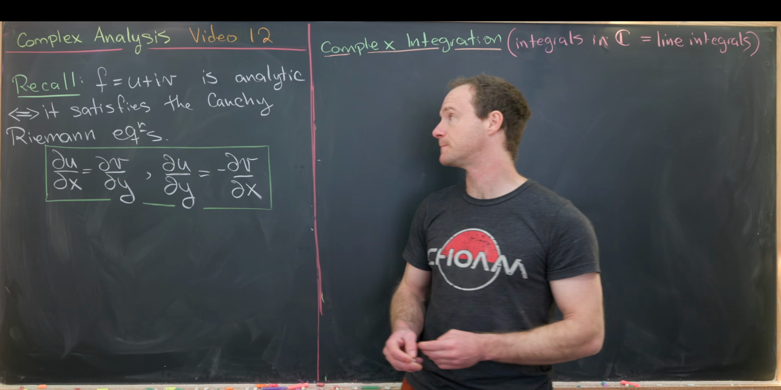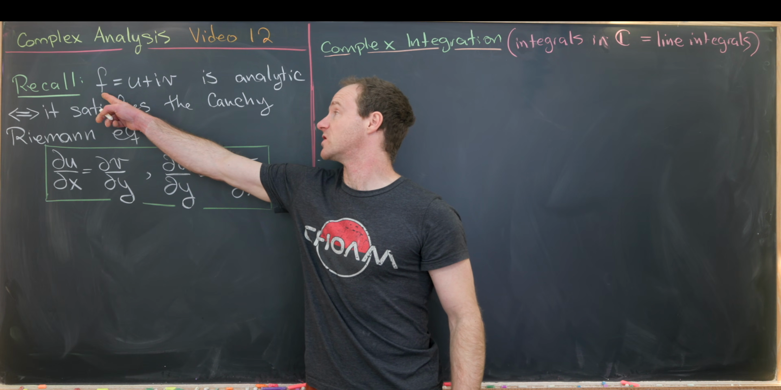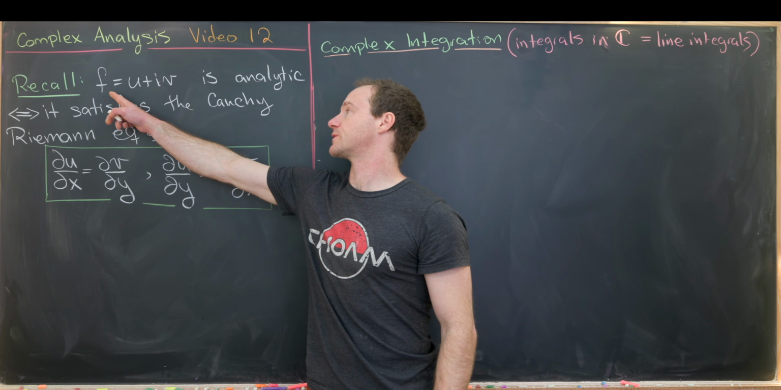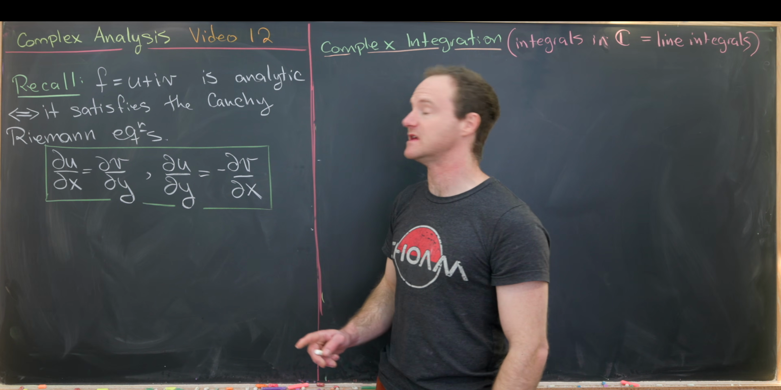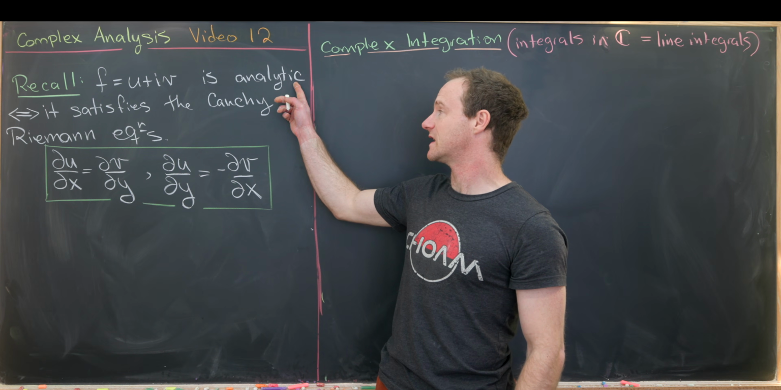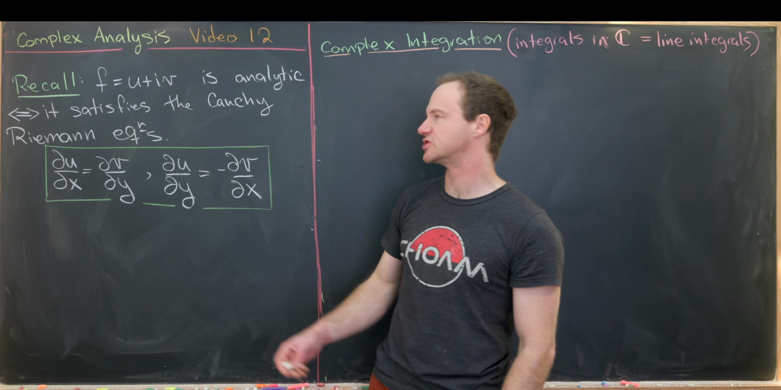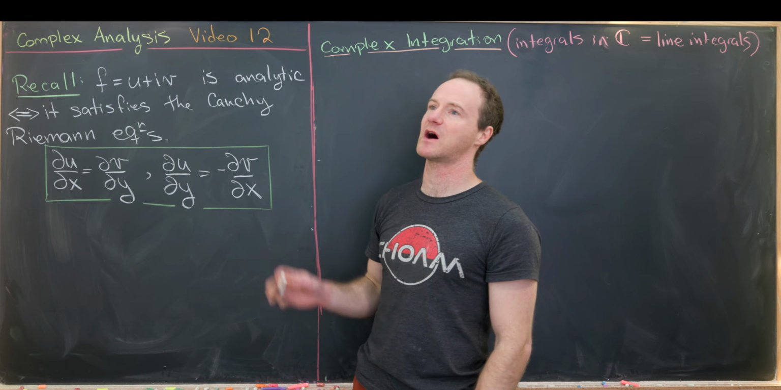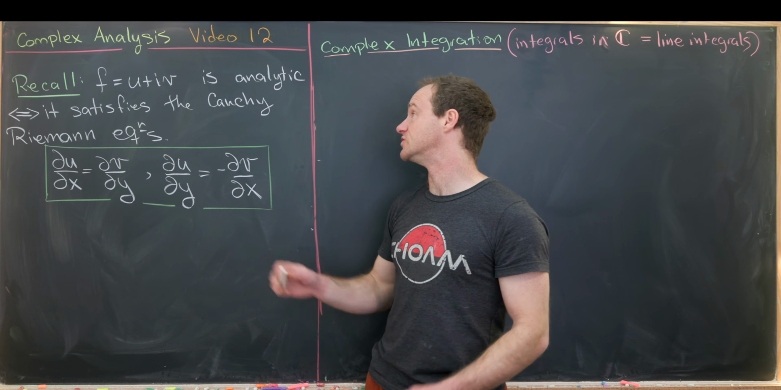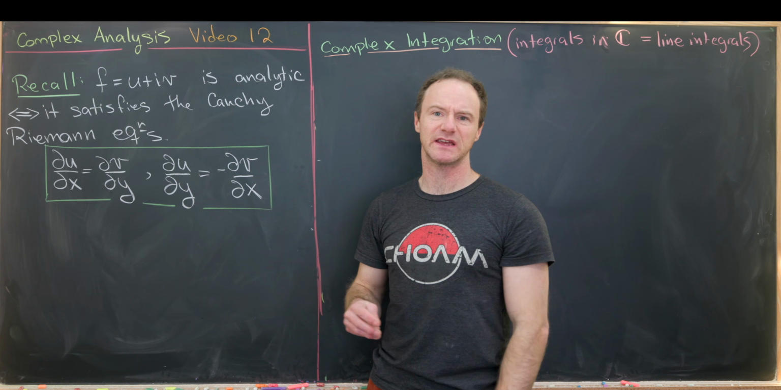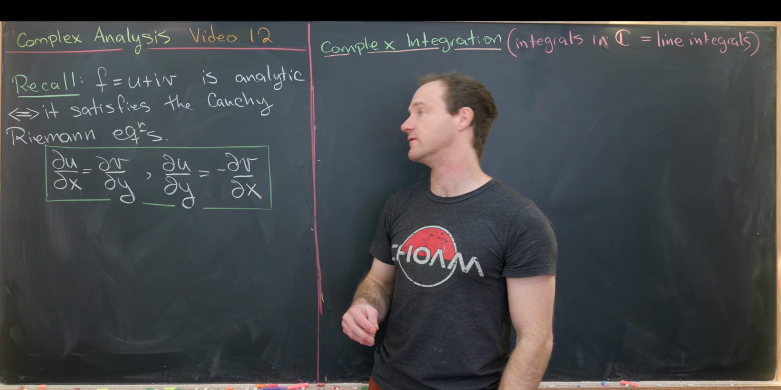that we use today. And that says that if we break a function f into its real and imaginary part, so in other words, we write f as u plus iv, this function is analytic if and only if it satisfies the so-called Cauchy-Riemann equations. And I've left off a little bit of a hypothesis here: it's analytic on a domain, which is a simply connected open subset of C.